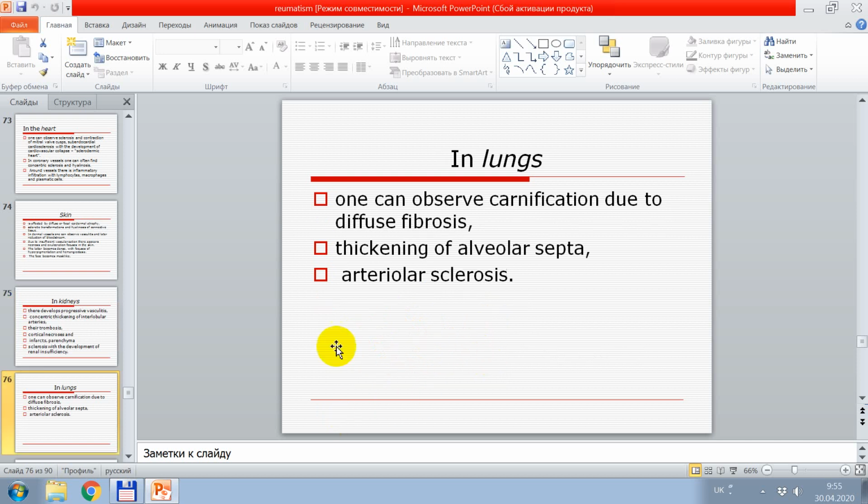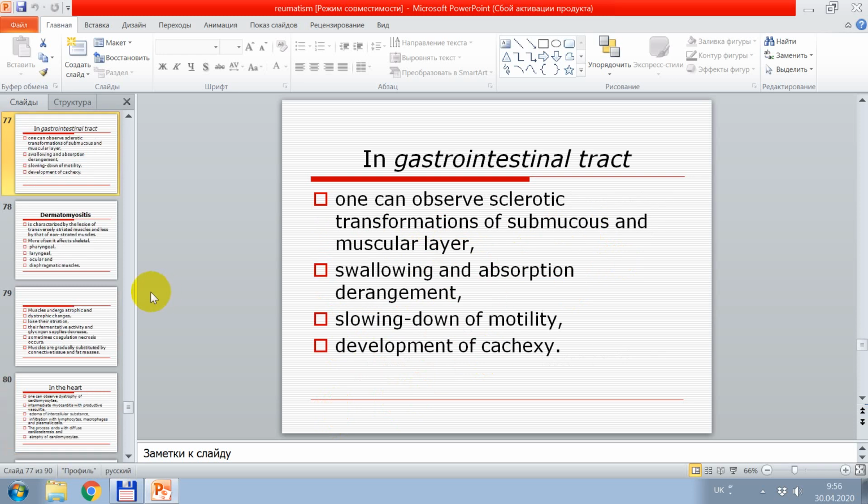In the lung, one can observe carnification due to diffuse fibrosis, thickening of alveolar septa, arteriolar sclerosis. In the gastrointestinal tract, one can observe sclerotic transformation of the submucous and muscular layer, swallowing and absorption derangement, slowing down of motility, development of cachexia.